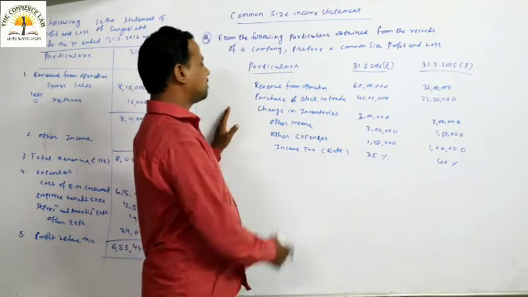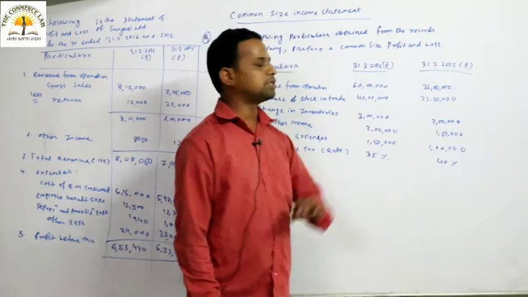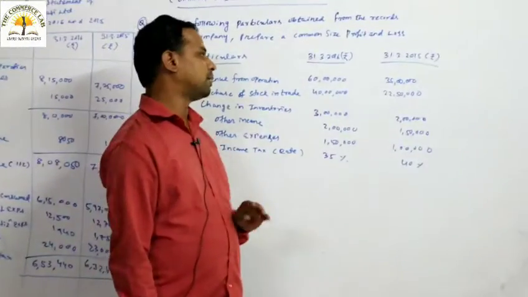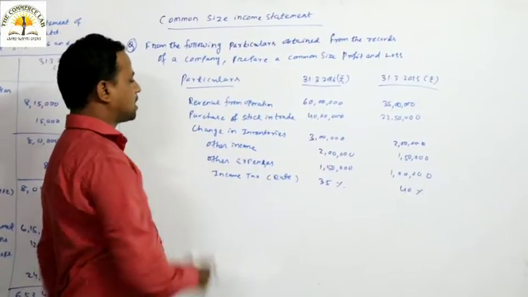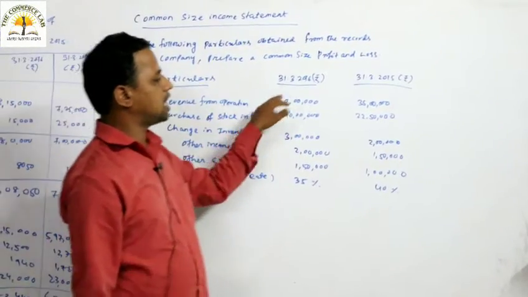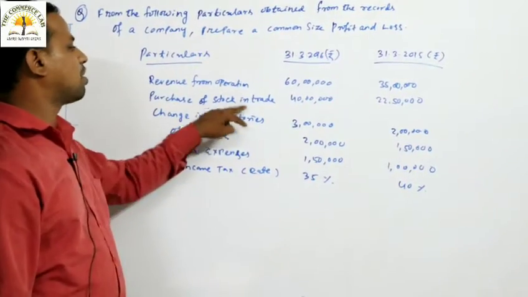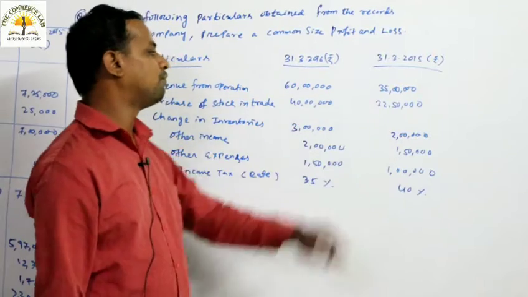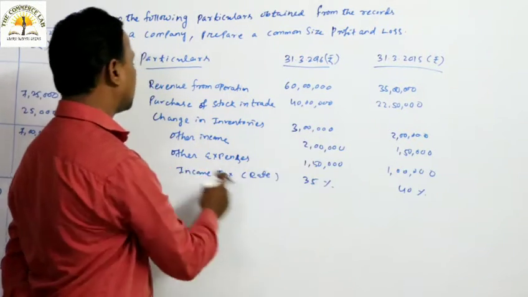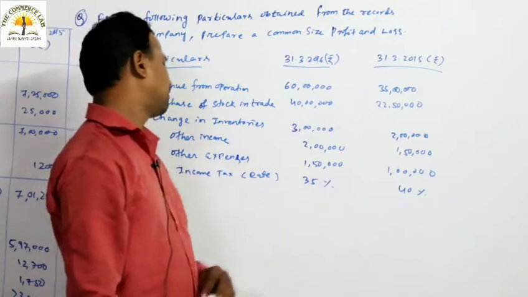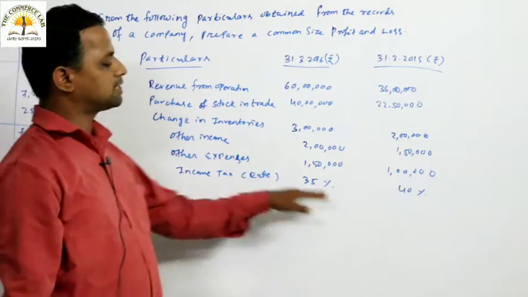So what is the question given? Particulars column, then 31st March 2016 and 31st March 2015. Two years are given: this is the current year and this is the previous year. The first item, revenue from operation, is 60 lakh for the current year and 35 lakh for the previous year. Then purchase of stock in trade, 40 lakh and 22 lakh 50,000. Change in inventory, 3 lakh and 2 lakh. Other income, 2 lakh and 1 lakh 50,000. Other expenses, 1 lakh 50,000 and 1 lakh. And the income tax rate is given.